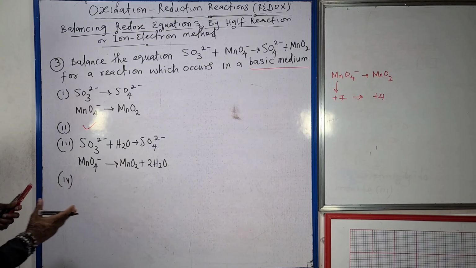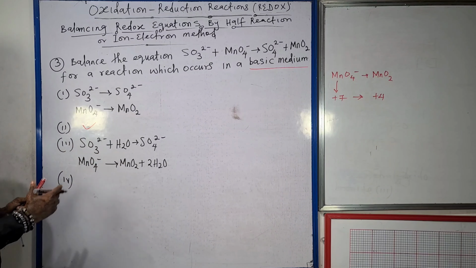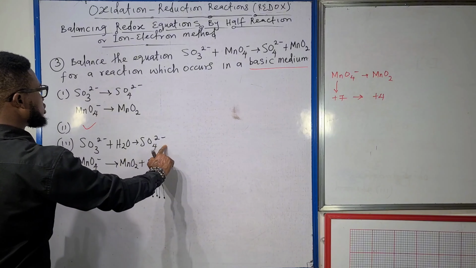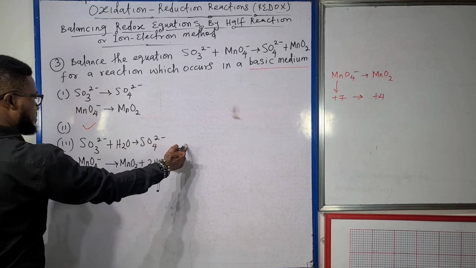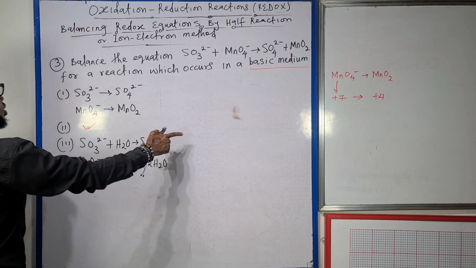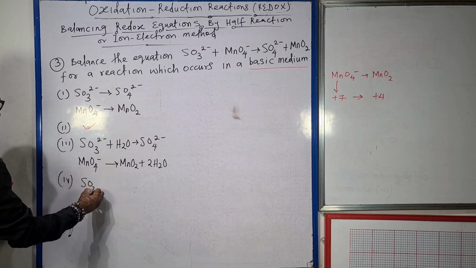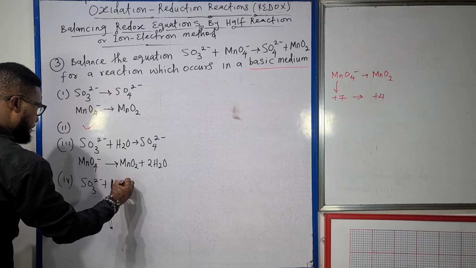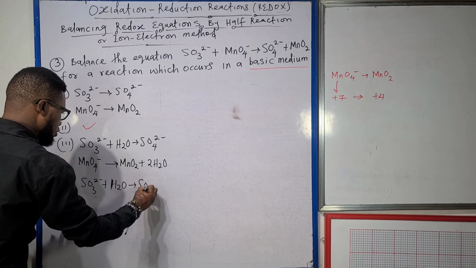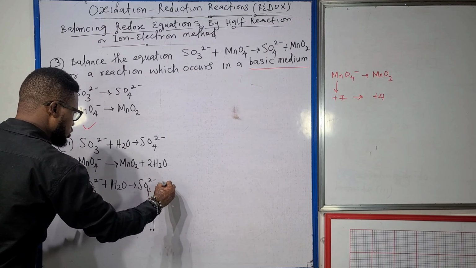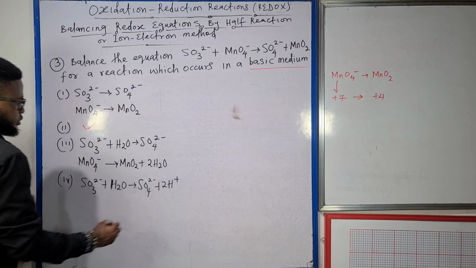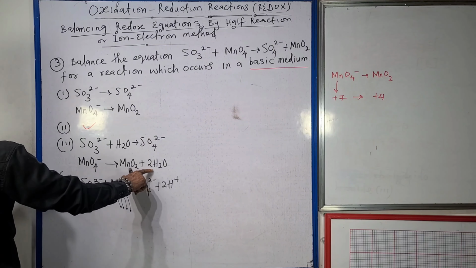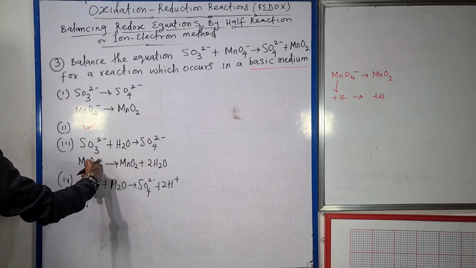And step 4 is about hydrogen. We want to balance hydrogen. To the side that lacks hydrogen, we're going to add hydrogen ions. SO3 2 minus plus H2O gives SO4 2 minus. I have 2 hydrogen here, so I'm going to put 2 hydrogen ions on the product side. So SO3 2 minus plus H2O gives SO4 2 minus plus 2H plus, because this side lacks hydrogen. In the case of the other, the product side has 4 hydrogen, so I'm going to add 4 hydrogen ions to the reactant side.